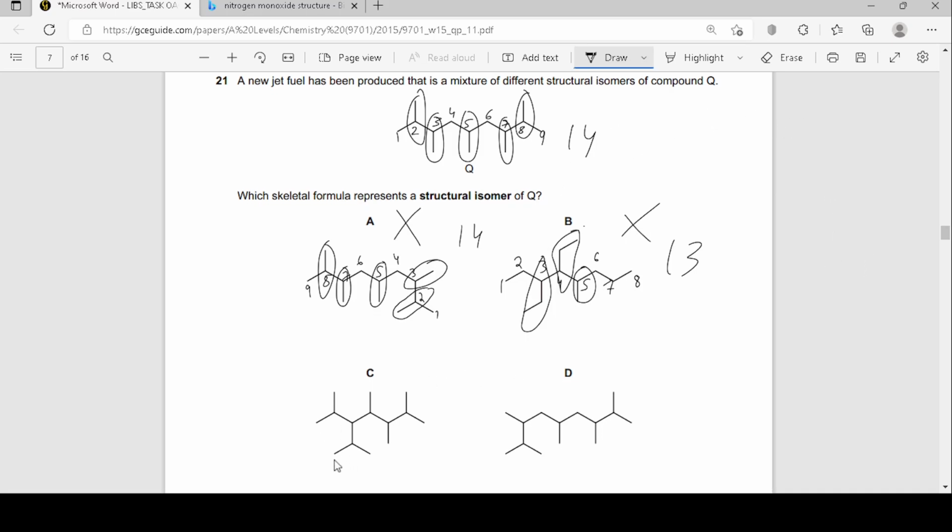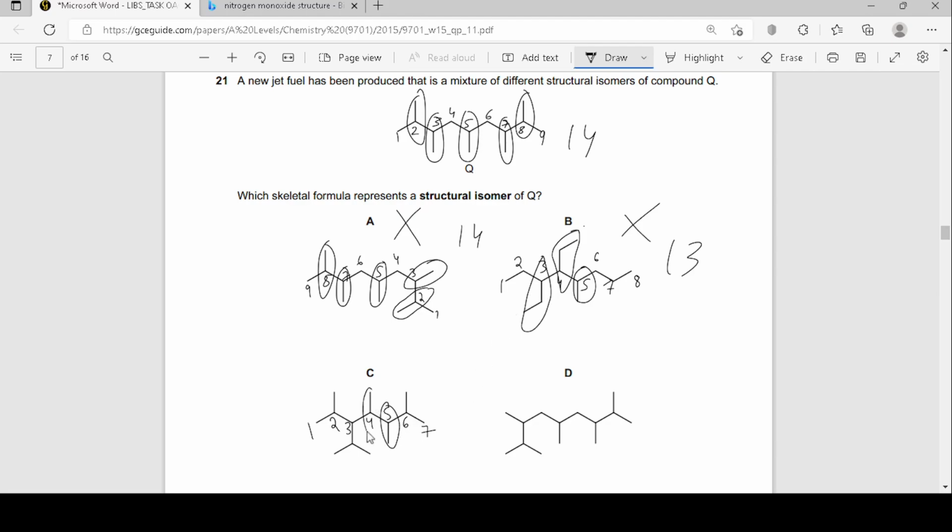And let's go to this one. 1, 2, 3. Or is it not a good idea to do that? I don't know. Where should I start counting from? This is so annoying. I'm going to just start from here. 1, 2, 3, 4, 5, 6, 7. So it has 7 atoms in its longest chain.